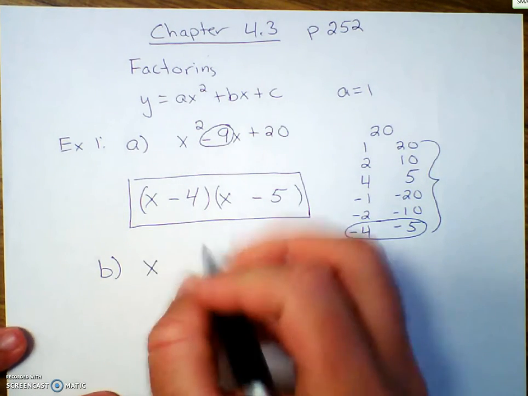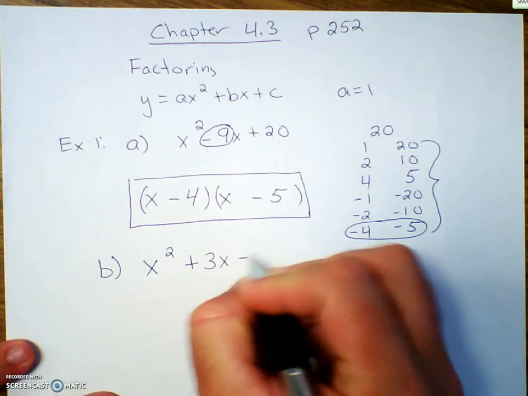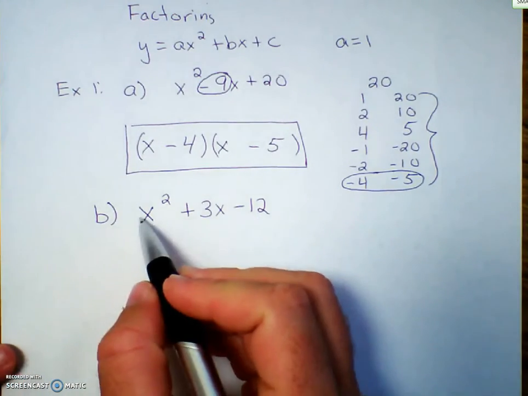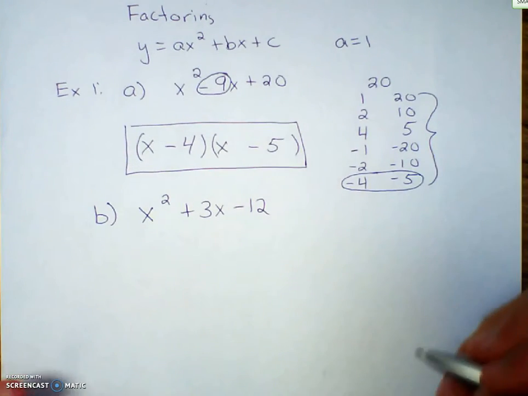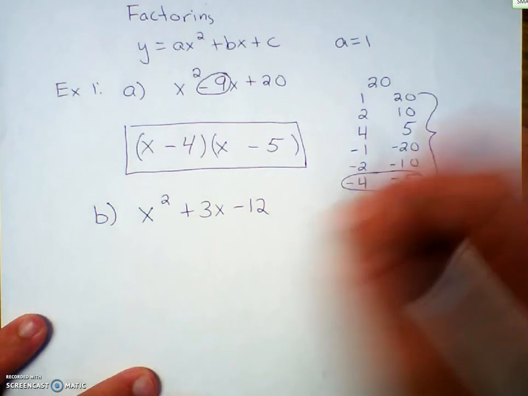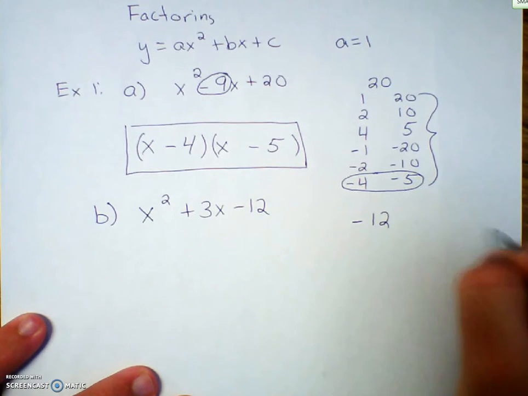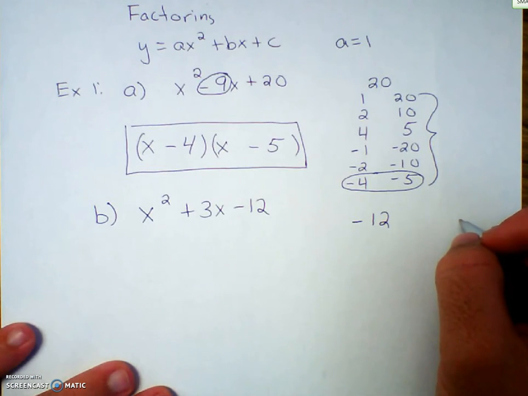Okay, let's try this one. X squared plus 3x minus 12. Okay, for this one, same thing. We got 3 terms. There's not a number in front of the x squared, so we're going to do the same process. This is what you're going to do for this entire section. Look at this last number. Okay, the last one was a positive 20. This one is a negative 12. The negative is a big part of this question. So we have to think about what factors will get us a negative 12.